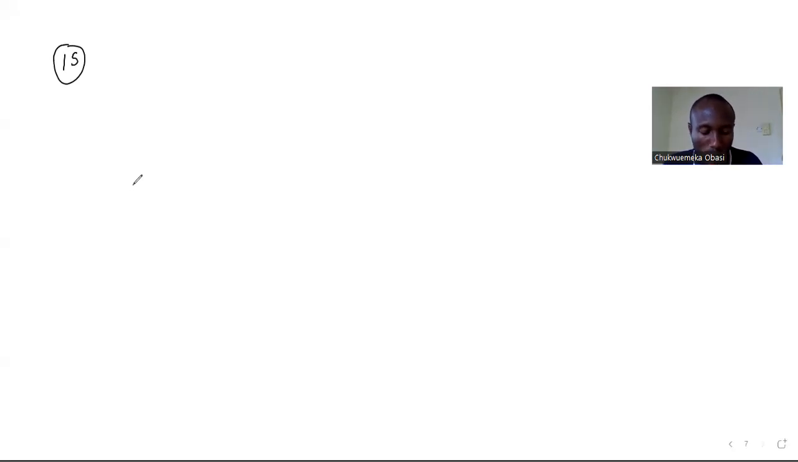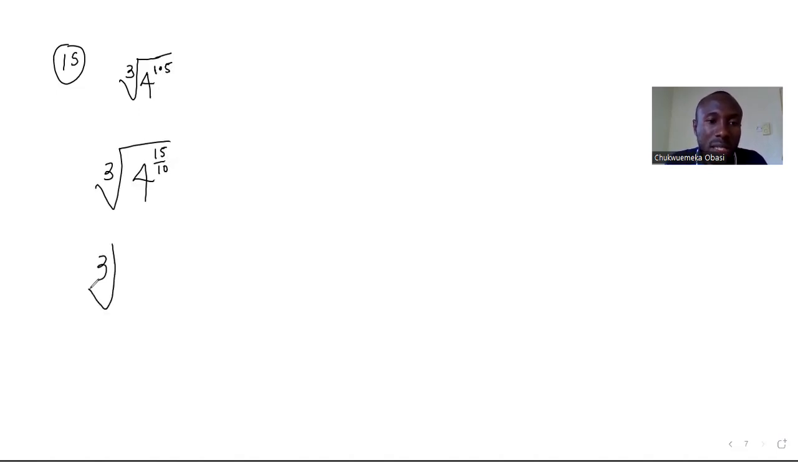Question 15. What is question 15? It says the cube root of 4 to the power 1.5. Wow, this is quite interesting. First thing you want to do here is to transform this decimal to a fraction. So you have the cube root of 4 to the 15 over 10. And 15 over 10 is the same thing as 3 over 2, because when you divide 15 by 5 and divide 10 by 5, that gives me 3 over 2, right?